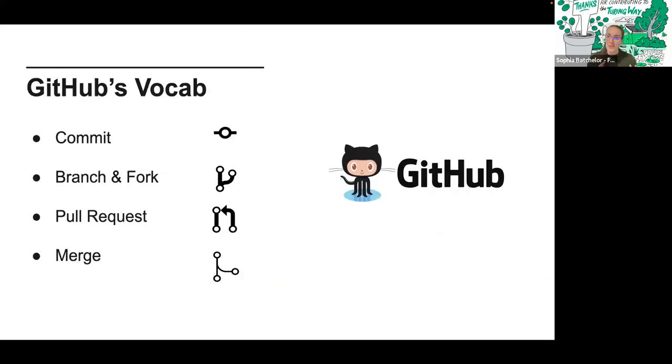So now let's talk about the vocab of GitHub. As Hari mentioned, GitHub is this legacy of where software is built, and so a lot of the language of GitHub comes from that software engineering world. But once you wrap your head around it and create these little analogies, it can be a lot more understandable. So what we'd be talking about is commits, branches and forks, which I mentioned, pull requests, and merges.